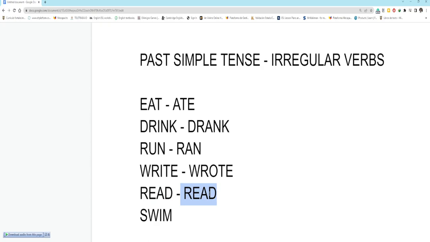Read, read. And then we have the verb swim, is swam, okay?